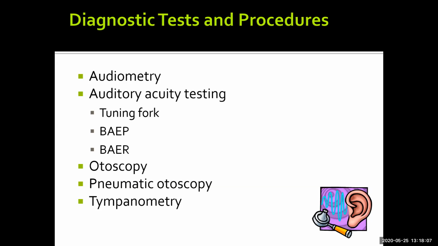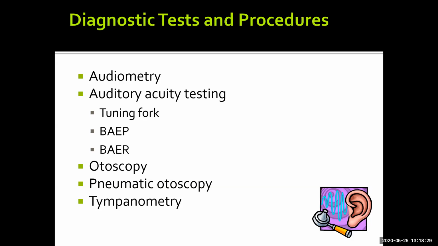Audiometry. So this would be where we are measuring the hearing. A process of measuring auditory acuity, a test that would be a physical assessment of hearing, differentiating between conductive and sensorineural hearing loss. So try to figure out how that person's hearing is impaired.